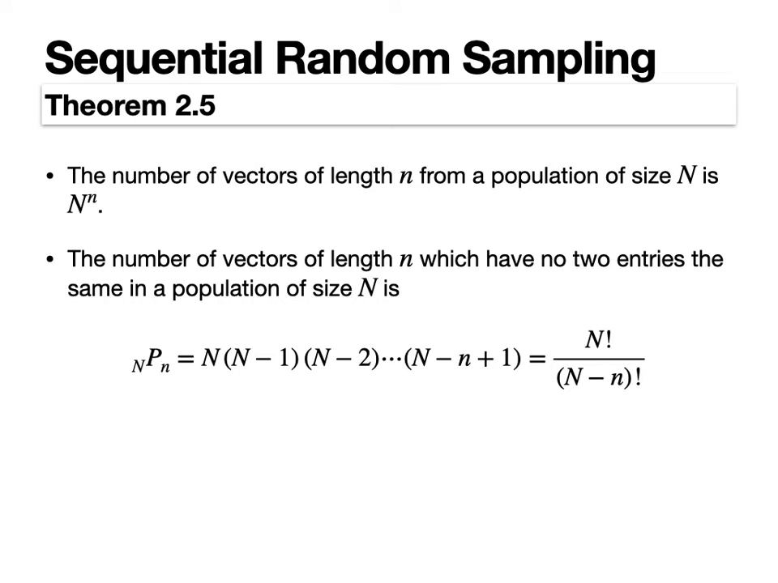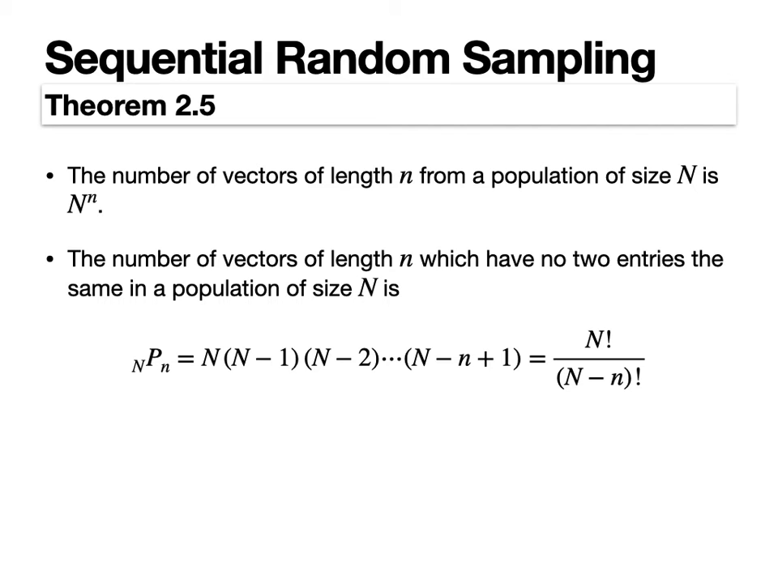And this is essentially because you can think of building a vector like this as follows. You can say, well, select the first entry. You have capital N choices for that. Select the second entry. Because the sampling is with replacement, you still have capital N choices for the second entry. So you have N times N possibilities for the first two entries, N cubed possibilities for the first three entries, and so on until you get N to the little n power possibilities for all little n entries. So that would be the number of outcomes for sampling with replacement.